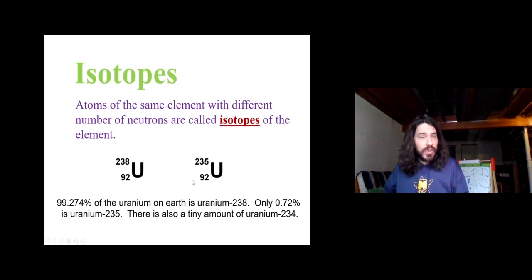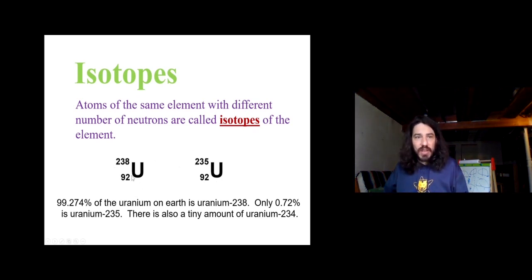How do you do it? With a centrifuge. You spin it really fast, the heavy stuff goes to the outside, the light stuff goes to the inside.